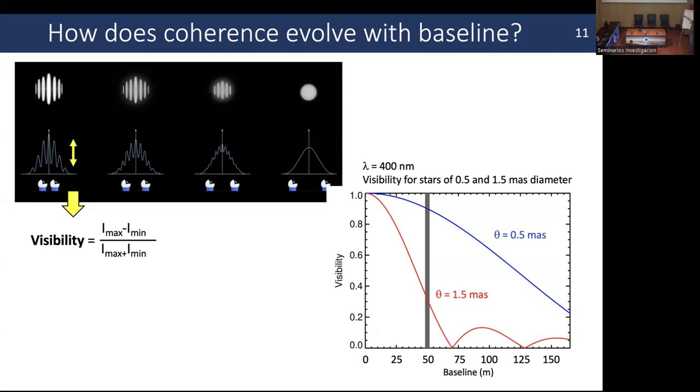So for a small star, here 1.5 milliarcseconds, for instance, at a lambda of 400 nanometers, the visibility drops at around 50 to 70 meters and is gone. This is the first minimum. Instead, for 0.5 milliarcseconds, the even smaller one, the visibility stays on and goes on and on until 200 meters and so on. So from this, it should be clear that by measuring this dependence of visibility with baseline, you are able to measure the angular diameter of a star. That's basically the key of how you do phase interferometry.